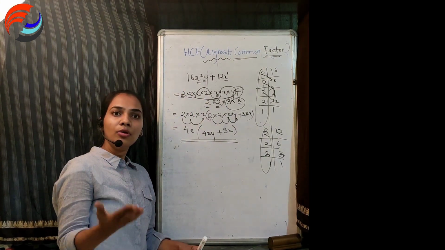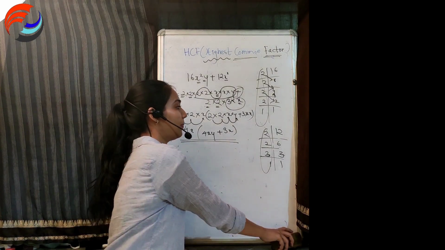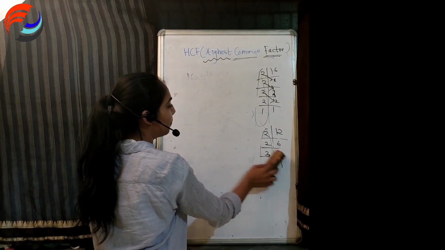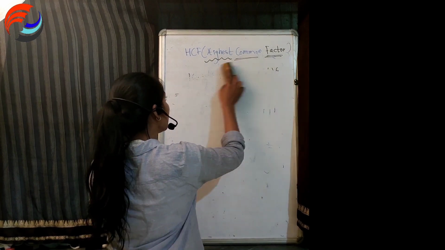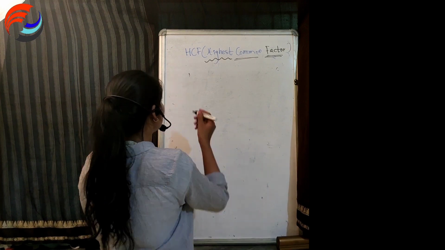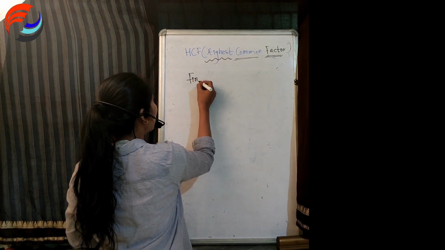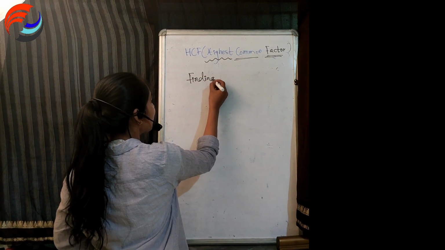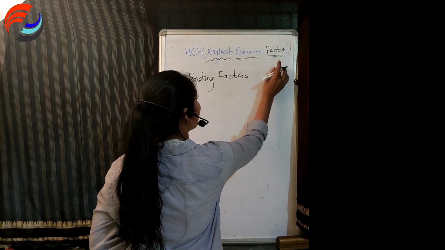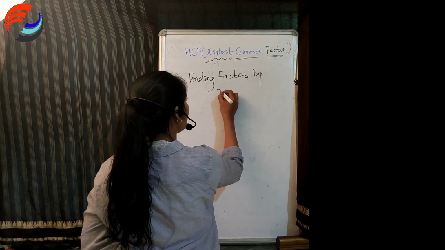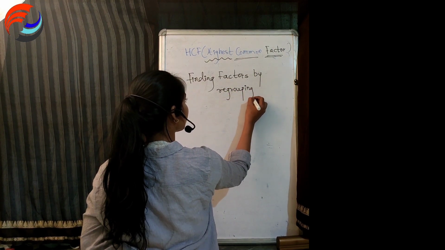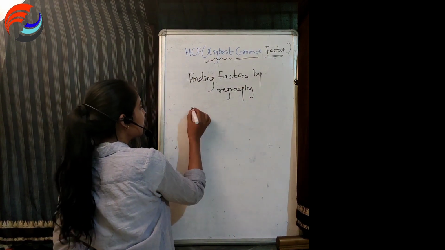Okay, now we will move towards another topic: find the HCF by regrouping. Okay, we have to find the HCF by finding factors by regrouping. Okay, so take 12.